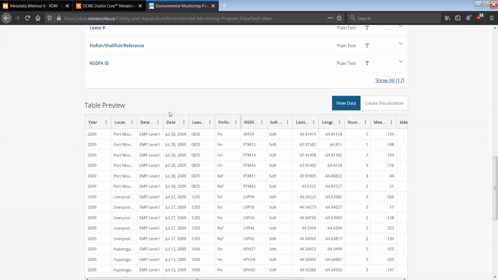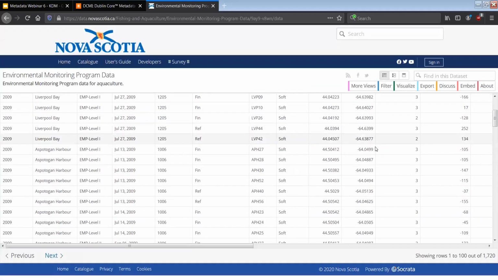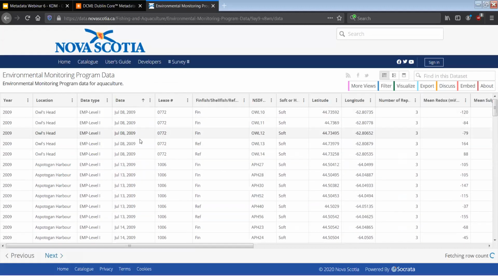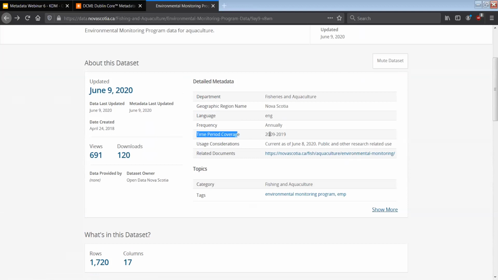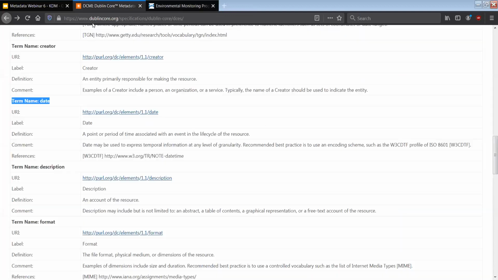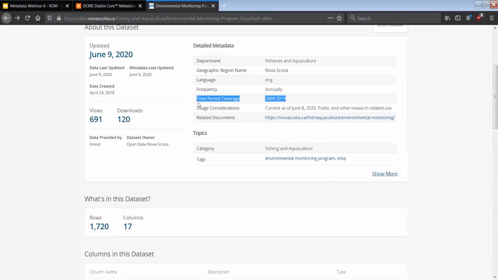If we hit view data, this will now have all the rows in it and all the columns. If I sort date ascending, we can see the first date is 2009. And then descending, the last date is in 2019. So that corresponds to this time period coverage here. So when we think about date, I think there's multiple answers that would be acceptable in this field. I think there's one that's best or better, but that's not necessarily the only one you might see. So I think the most useful one is identifying the time period coverage from 2009 to 2019.